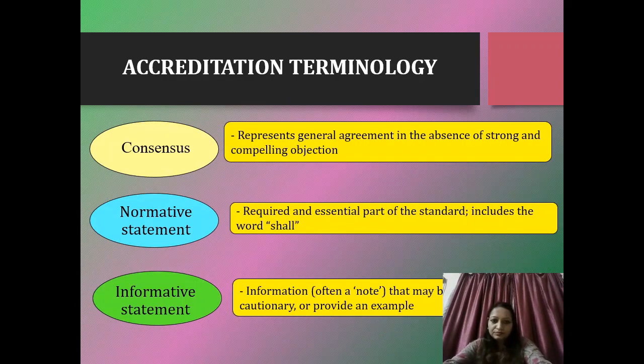And there are some terminologies which we have to be savvy with. Number one is consensus. Consensus means agreement, so it represents a general agreement in the absence of any strong and compelling objection. Then normative statement. A normative statement is required and is an essential part of the standard, and it uses the word shall, meaning it is mandatory. An informative statement is information, and often it is given as a note, as something that is advisable or precautionary, or it can also provide some example.